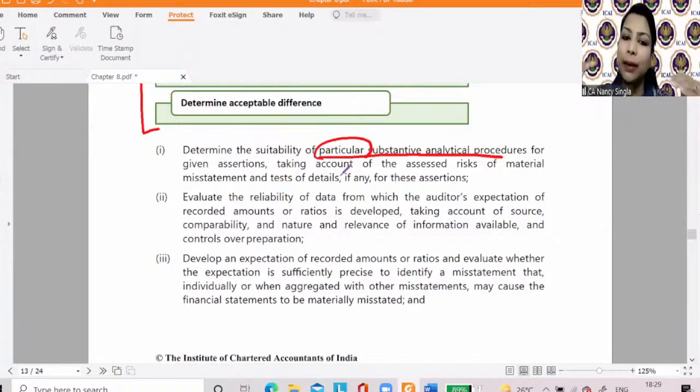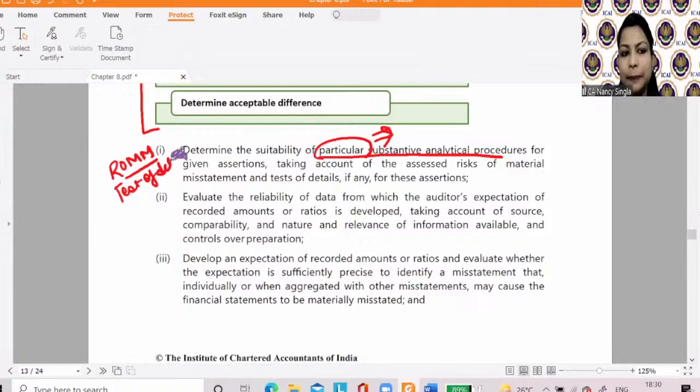ठीक है. उसके बाद, when the auditor is applying the substantive analytical procedure, उसमें auditor क्या consider करेगा कि particularly कौन सा substantive analytical procedure करना है. When the auditor is considering that, he will consider his assessment of the risk of material misstatement and whether he is using tests of details also or not. So first of all, the auditor will determine the suitability of the particular substantive analytical procedure, whether it is suitable or not.